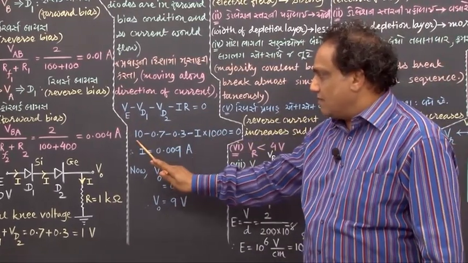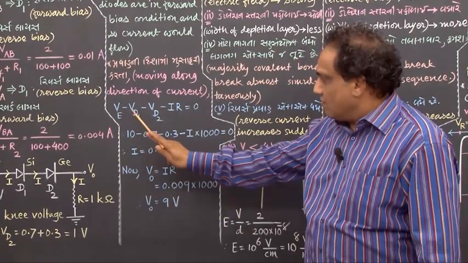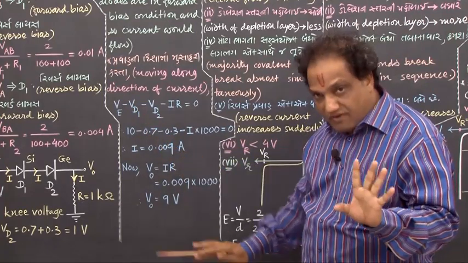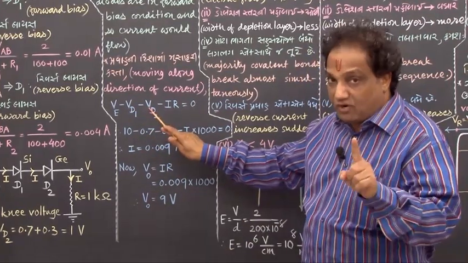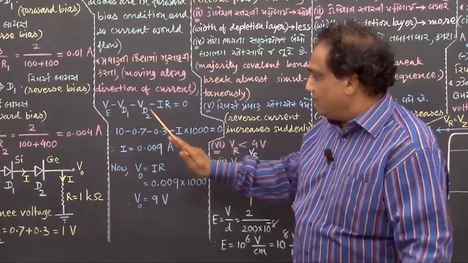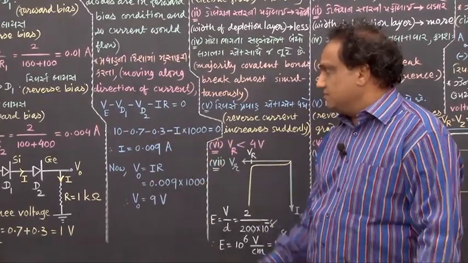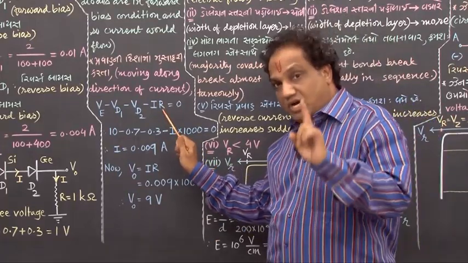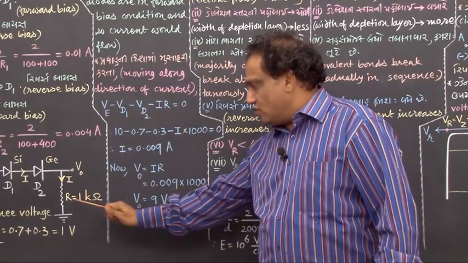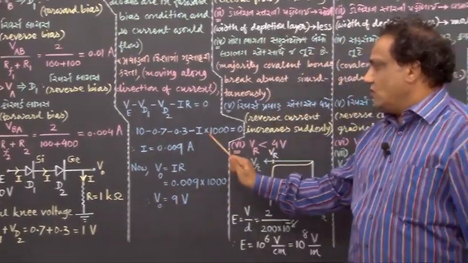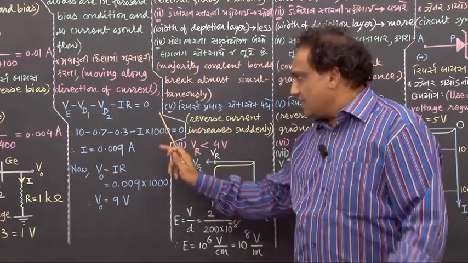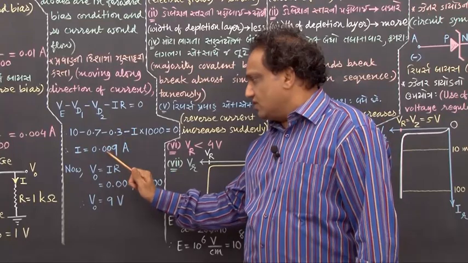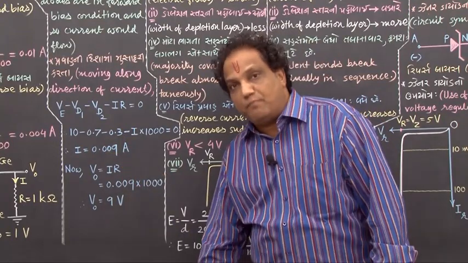VE value, they have taken 10 volt. VD1 is the barrier potential or knee voltage for the silicon diode, which is 0.7 volt. This is the barrier potential or knee voltage for the germanium diode, which you must remember is 0.3 volt. Minus I as it is. What about resistance? The resistance value here I must put in ohm. What is given to me? 1 kilo ohm. 1 kilo ohm is 1000 ohm. And that equals 0. Find I from here, you will get the answer 0.009 ampere.